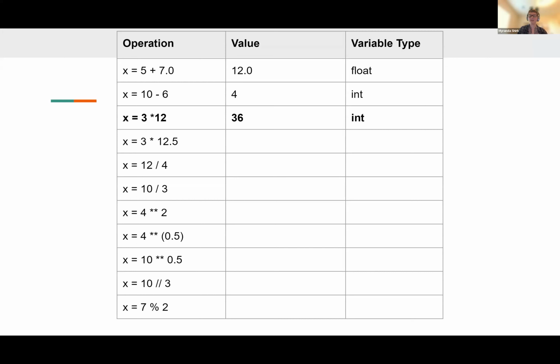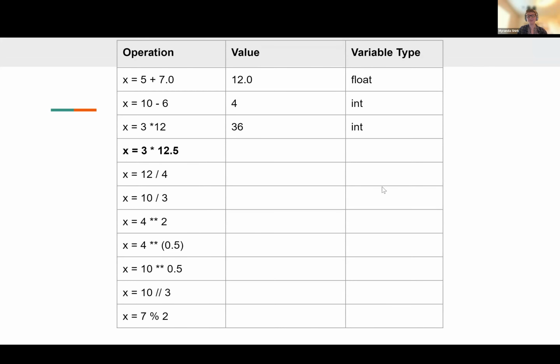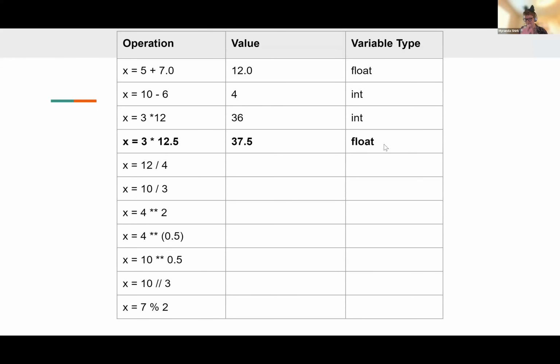Now if we do 3 times 12.5, I don't require you to do that math in your head, but we can already tell there's a float in this operation. So what will that make our variable type? Yes, thank you everyone. It will be a float.